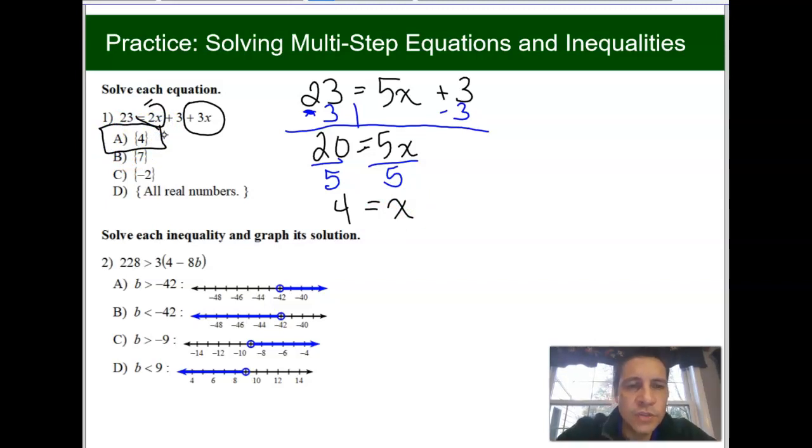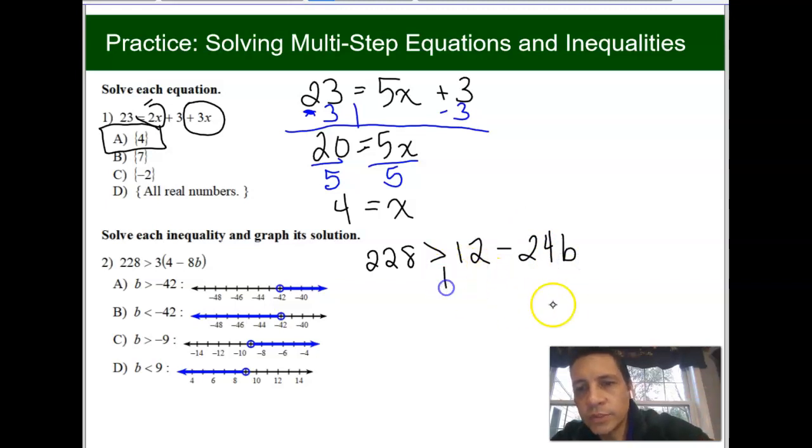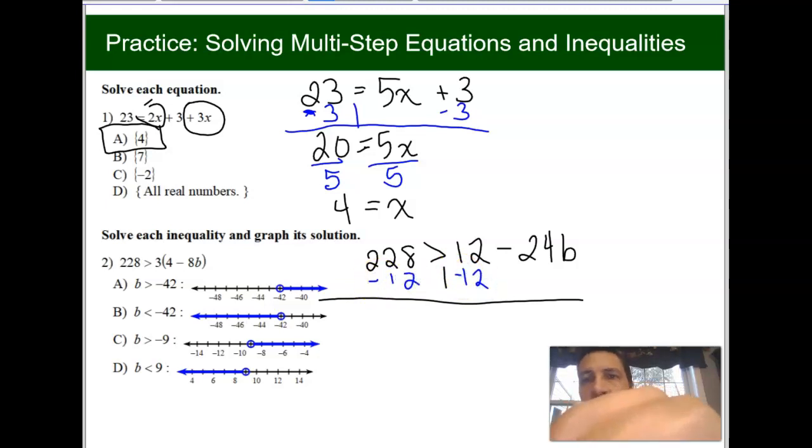Okay, 228 is greater than 3 times the quantity 4 minus 8b. I'm going to distribute first. 228 is greater than 3 times 4, which is 12, minus 3 times 8b, that's 24b. I am going to subtract 12 on both sides of that inequality. And now I get 228 minus 12, that's 216.